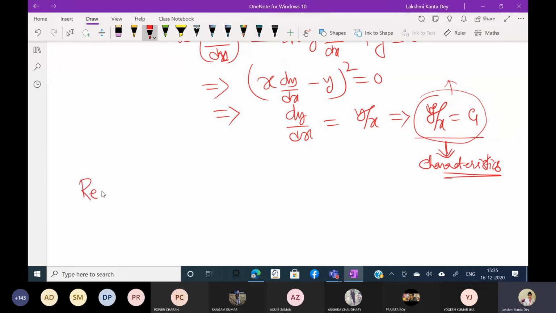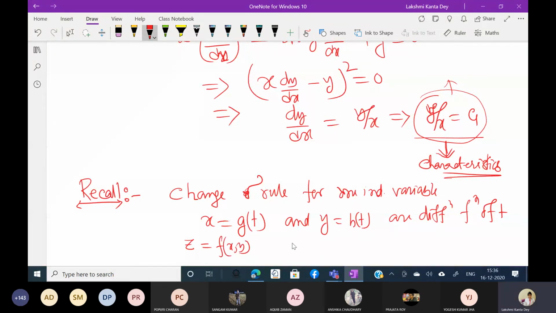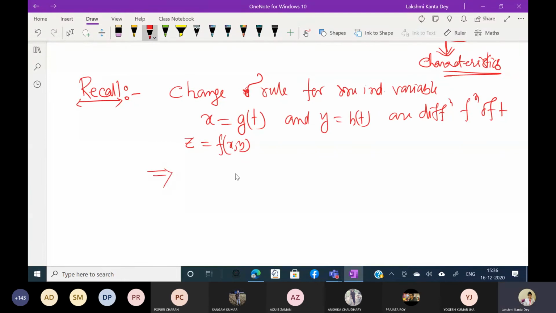Next, just recall certain things, though you already know these things, done by me in previous classes. Chain rule for one independent variable. Suppose x is equal to g of t and y is equal to h of t, these are differentiable functions of t, and z is equal to f of x y. Then how we can use the chain rule for differentiation, that is dz dt.